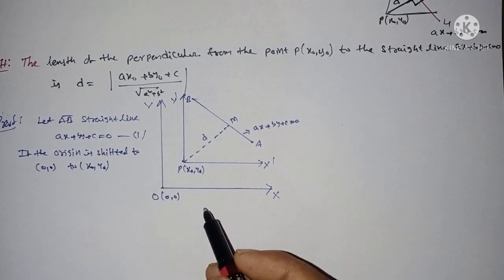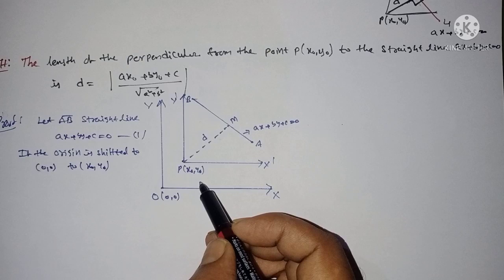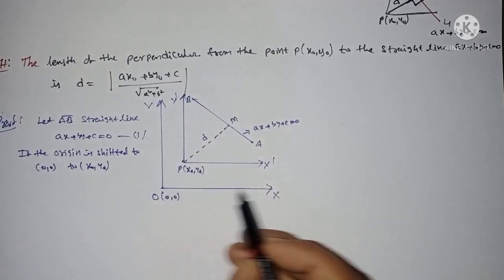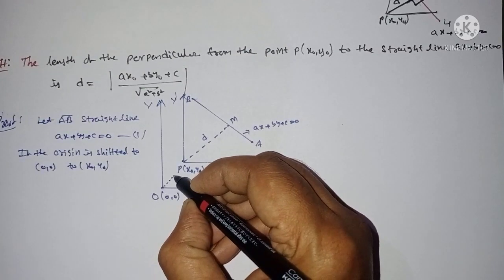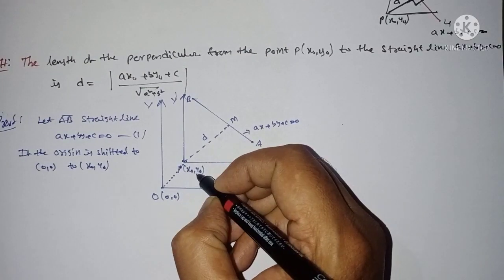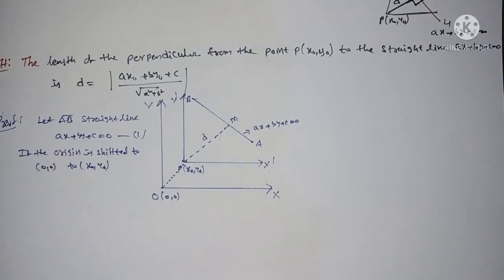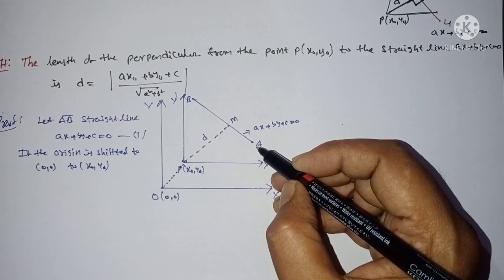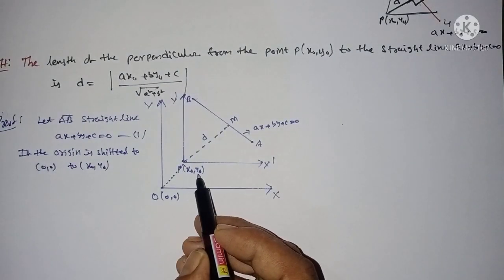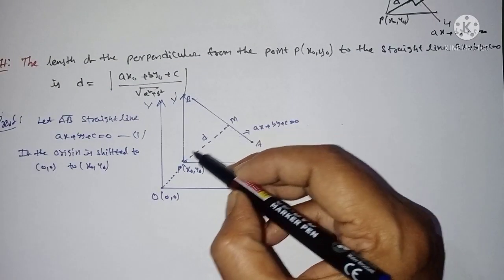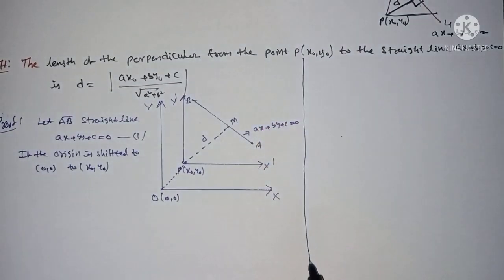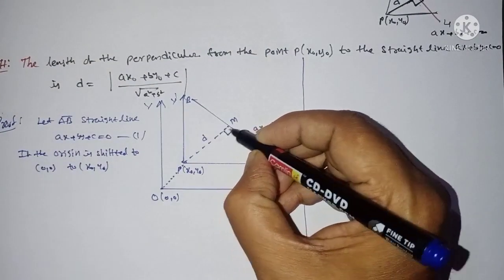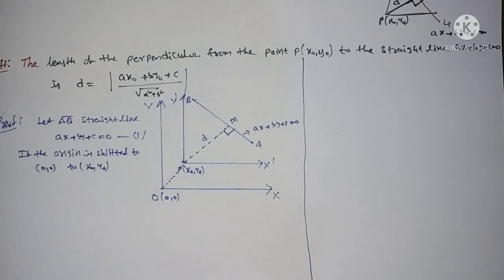Observe the figure here. I am taking the original coordinate origin 0 0, and I am shifting the origin to P of x naught comma y naught. This is the line equation. This is P of x naught comma y naught. You have to find the distance PM. You can draw a perpendicular line, and that is PM only, the perpendicular.